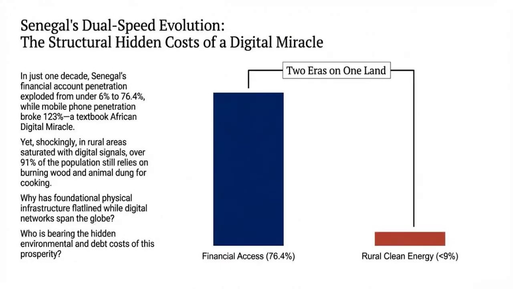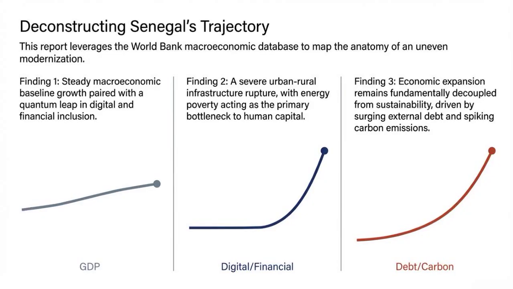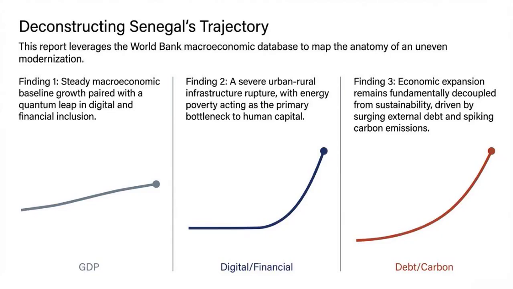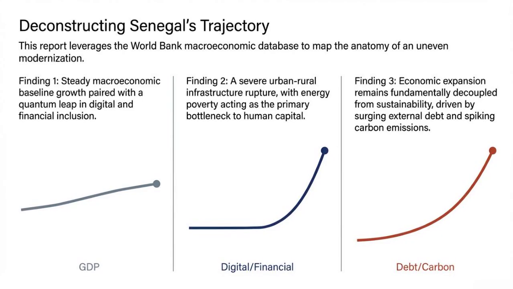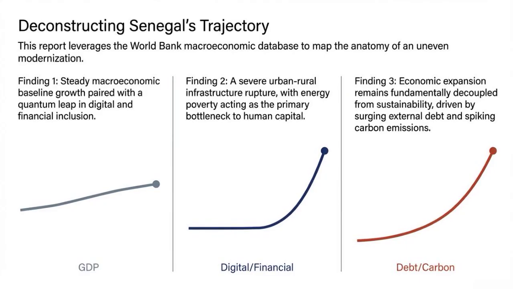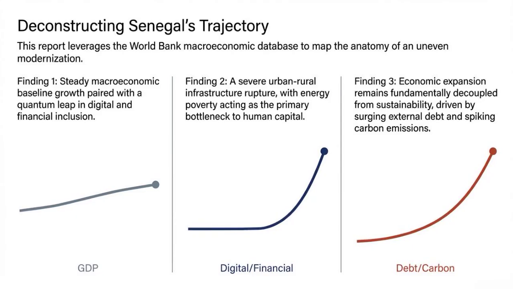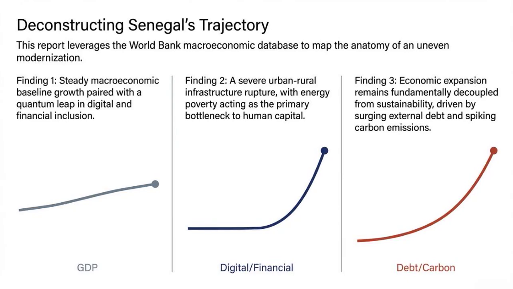And our mission today is really to figure out why this is happening. Right. Why, in an era where a single smartphone connects you instantly to the global financial network, does the most basic, fundamental survival infrastructure just completely stall out? Like having clean air to breathe while you cook. Exactly. And maybe more importantly, who is actually paying the hidden costs of this so-called digital prosperity? That is the million-dollar question.